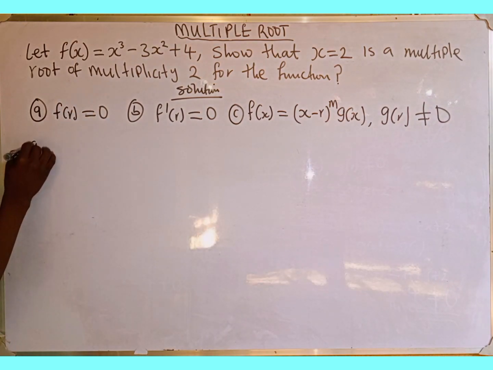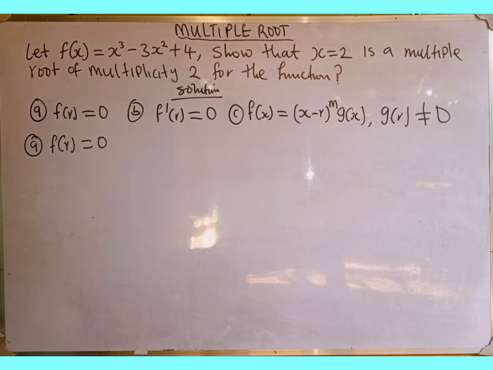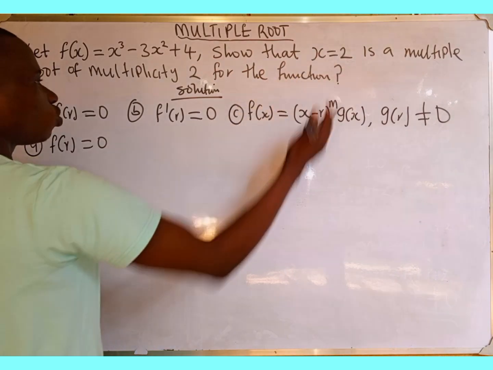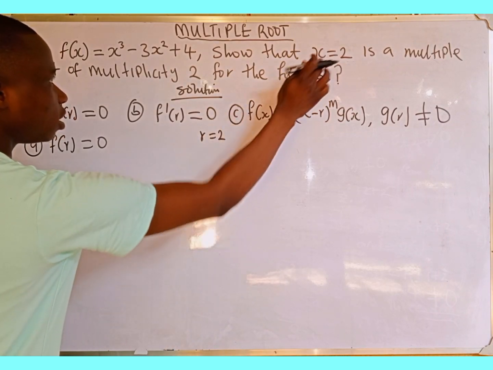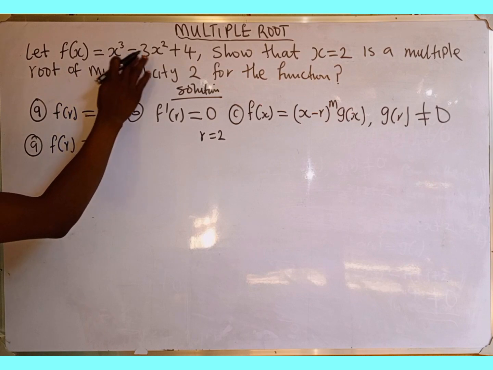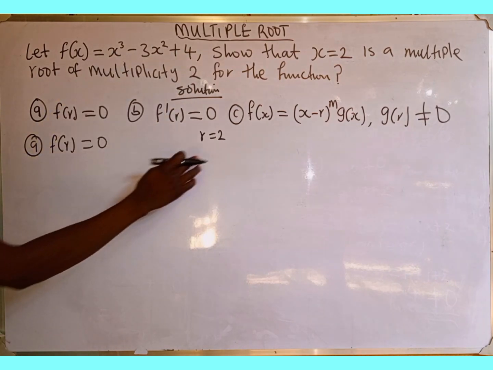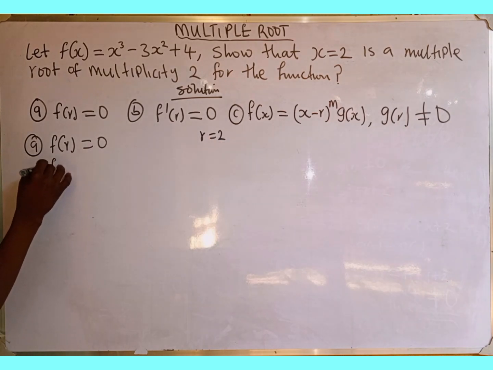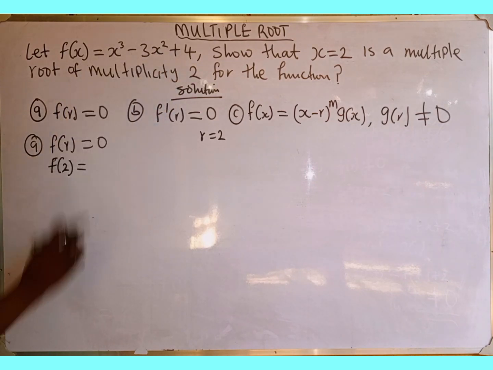Starting from the first condition, which is A, we say that f of r is equal to 0. And from the question, the root given is equal to 2. Therefore, r is equal to 2 from the question. This is the root of x. So what this implies is that in the given function, which is x cubed minus 3x squared plus 4, anywhere we see x, we are going to replace it with 2. So f of 2 is equal to, anywhere we see x, we replace 2.